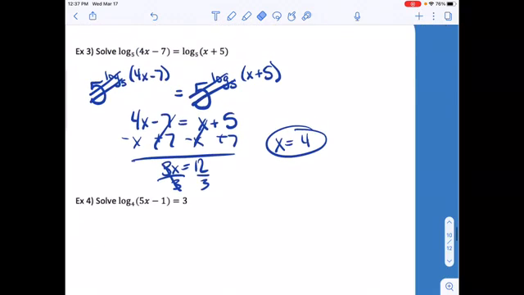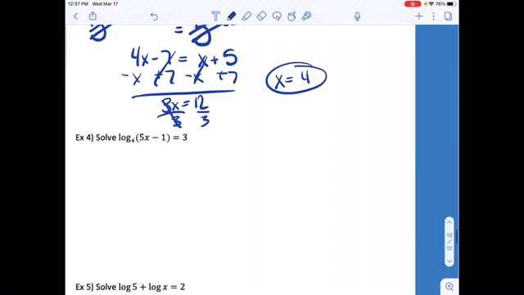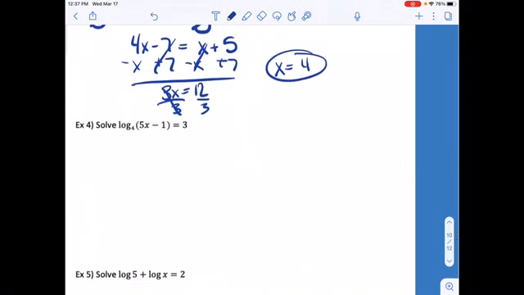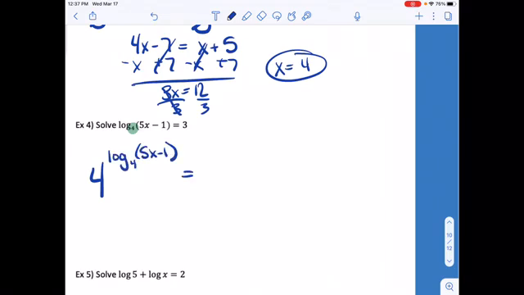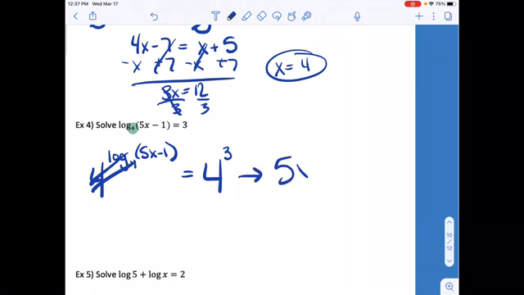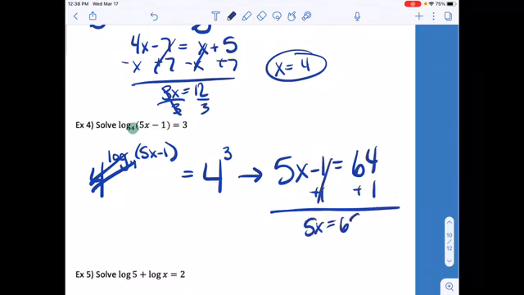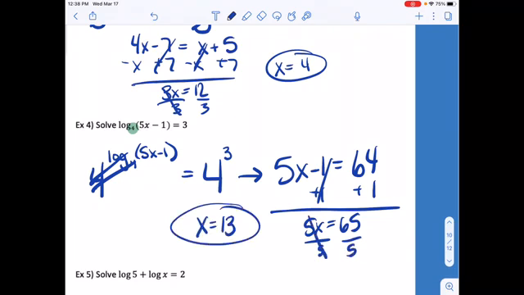Now, if there are not logs on both sides that nicely cancel out, what do you do? Well, you do basically the same thing. Since this is a base 4, we know our big number below has to be 4, so 4 to the log base 4 of 5x minus 1 is equal to, we do the same thing on the right side, 4 to the 3rd power. These guys cancel out. This side does not cancel out. You're just going to solve, and you get that 5x minus 1 is equal to 64, because 4 cubed is 64. And then finish solving. So x is equal to 13.